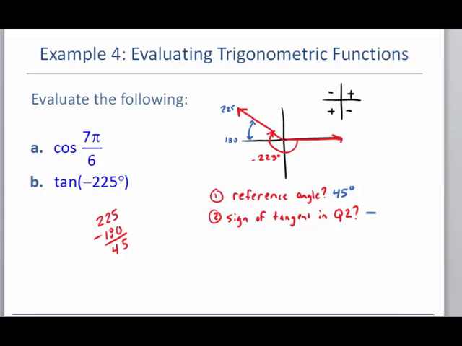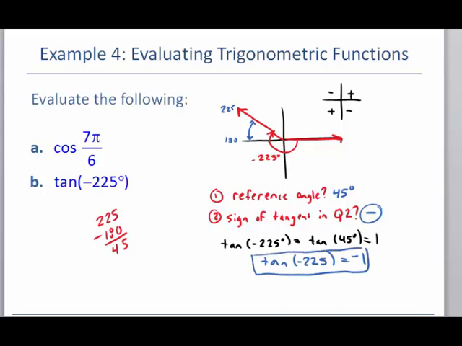Now, in terms of what the reference angle tells us, remember that we now know that the tangent of our original problem, which would be negative 225, is going to be the same thing as the tangent of the reference angle. And we know from our previous section that the tangent of 45 is equal to 1. So what that tells me then is that tangent of negative 225 is equal to 1. But we know that it's supposed to have a negative sign. So we'll put the negative on and complete that second problem.